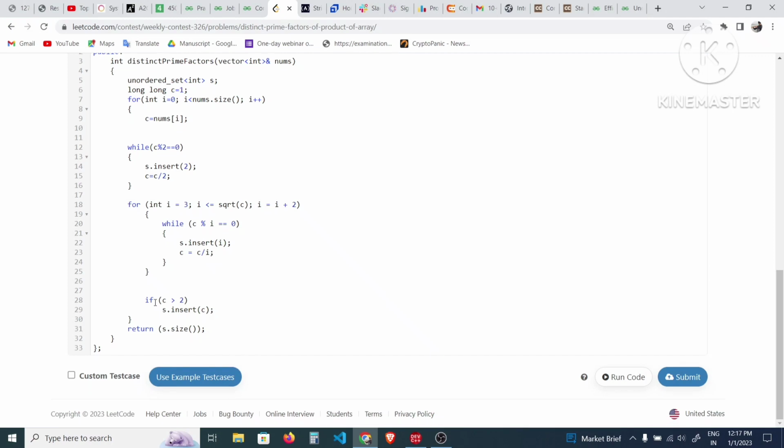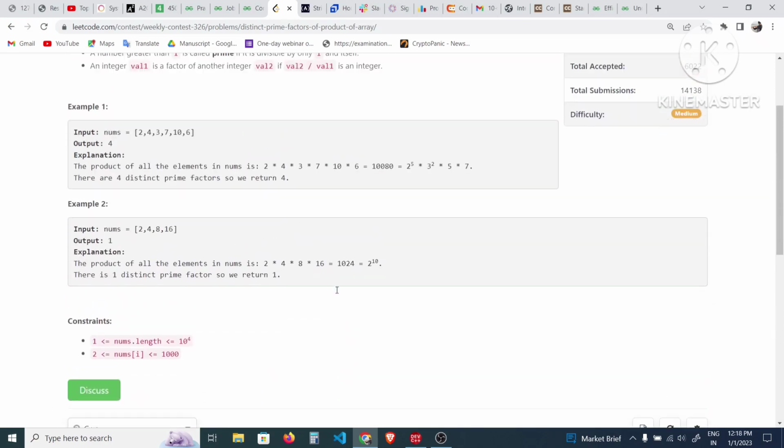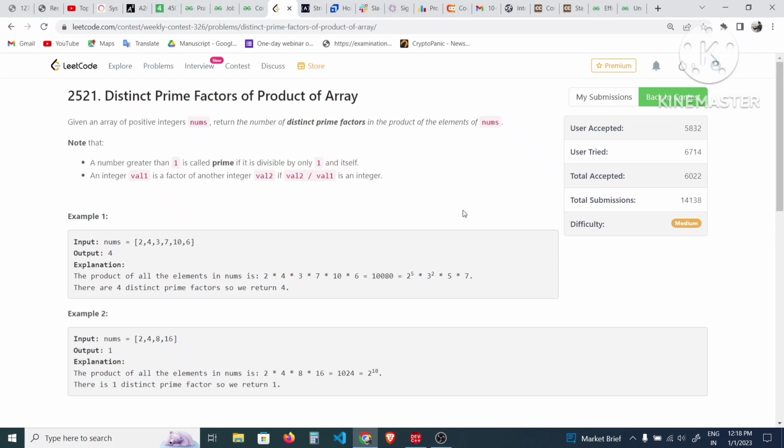And then at the end, if this c is greater than 2, it means that you have a prime number, so you need to insert that also. This is the code here, and this was also already accepted in this Leetcode contest. So let's move to the third question.